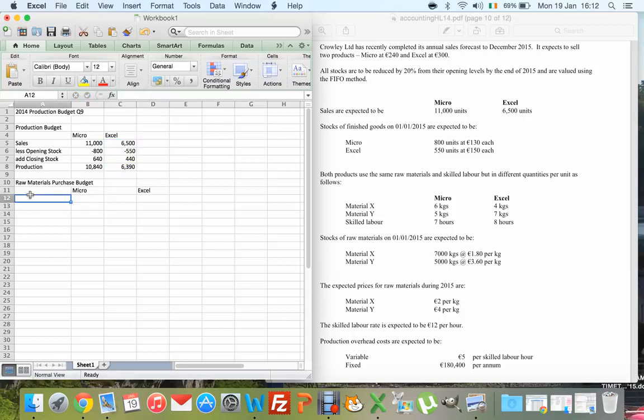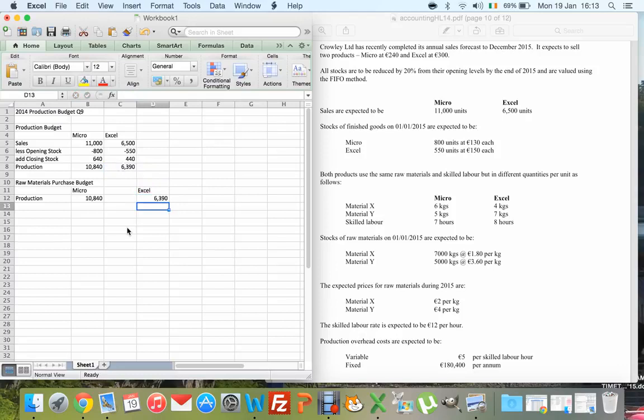So now, my raw materials purchase is how many kilos, or it could be square meters or yards, I'm going to have to buy of raw materials, and then I'll multiply that by its price to get its raw materials cost. So I start my production. Okay, so I'm making that for micro, and for Excel I'm making that.